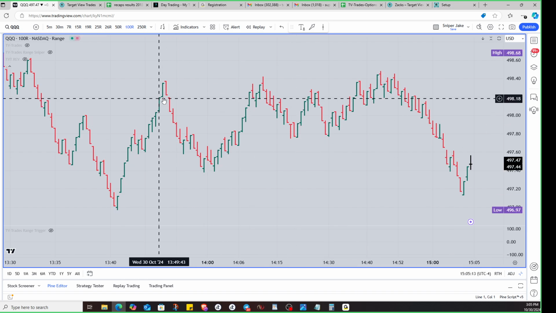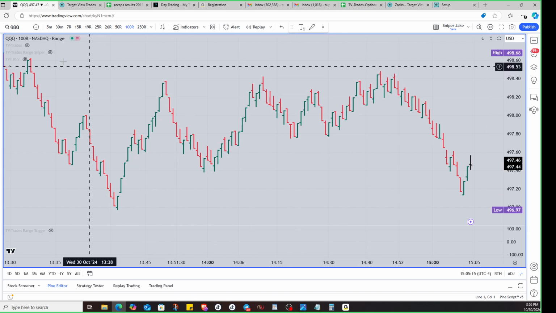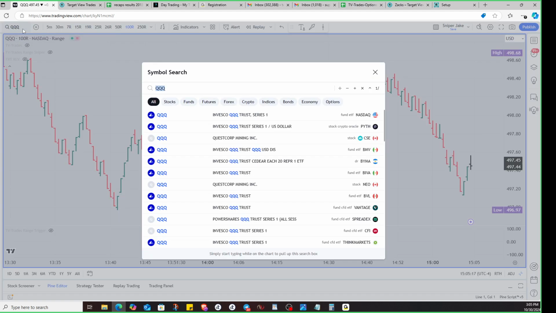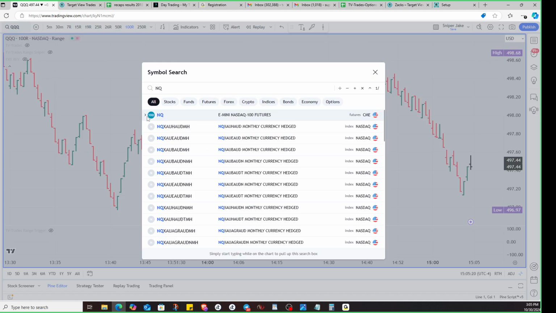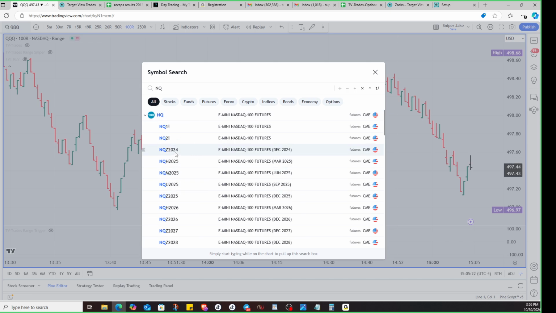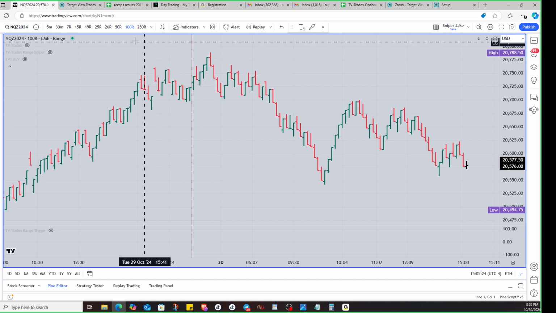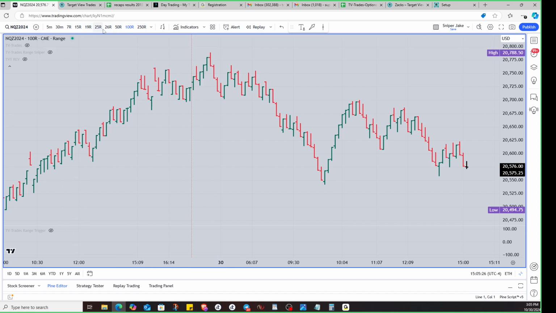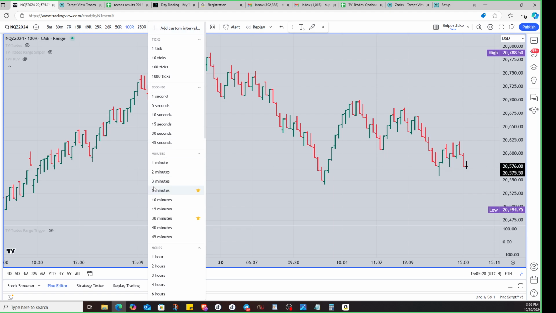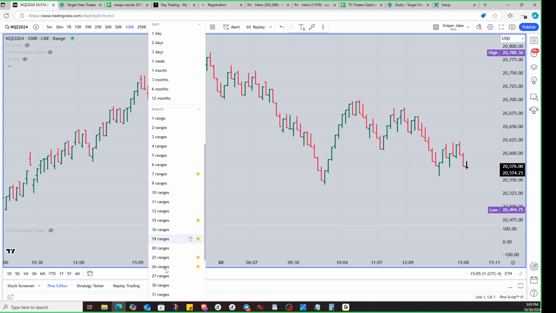This is just a regular QQQ chart with nothing on it. Okay, and if you're trading futures, you can do it with an NQ chart. Okay, if you do NQ and use the Z contract, I trade the NQ on a 31 range during the morning session that I do every day. So I'll put that on a 31 range.